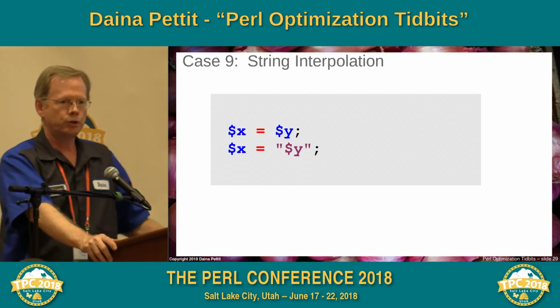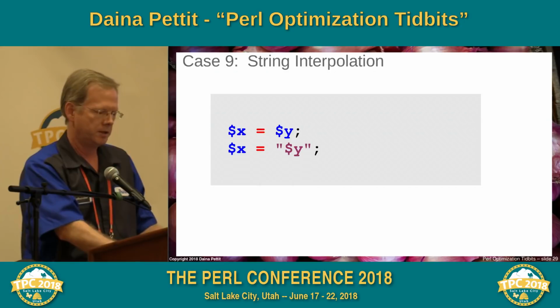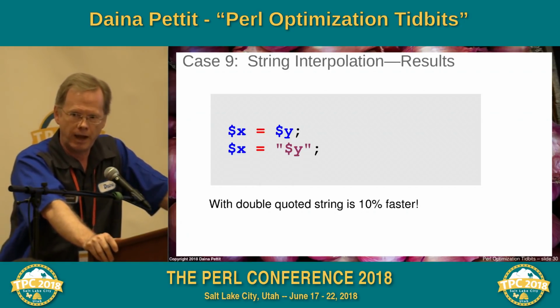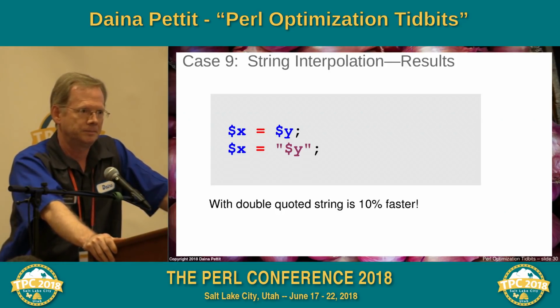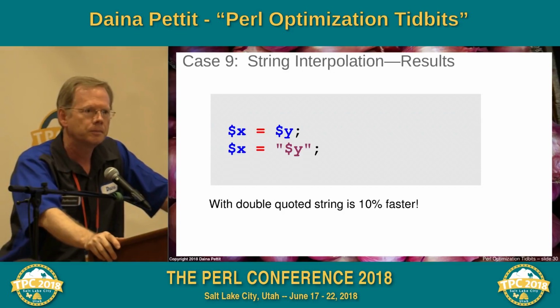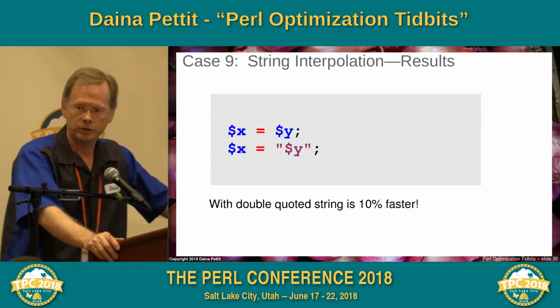Case 9, string interpolation. Is there a difference? This is surprising. A double-quoted string is actually faster than doing a straight assignment. This one, I've been puzzled about this one. Why is this the case? And I don't know. But it's one of those curious things. Yes? Just refresh me, which version of Perl are you using? This is 5.22. Maybe they fixed this in 5.26 or 28.